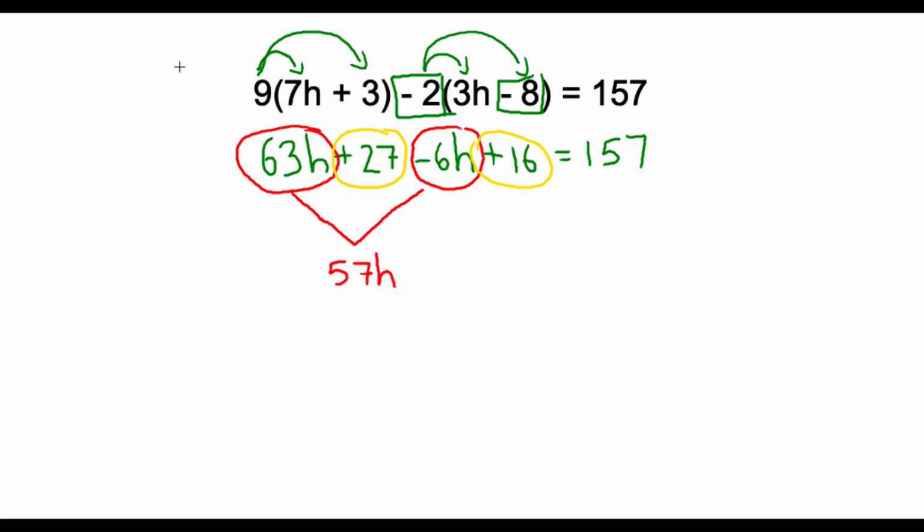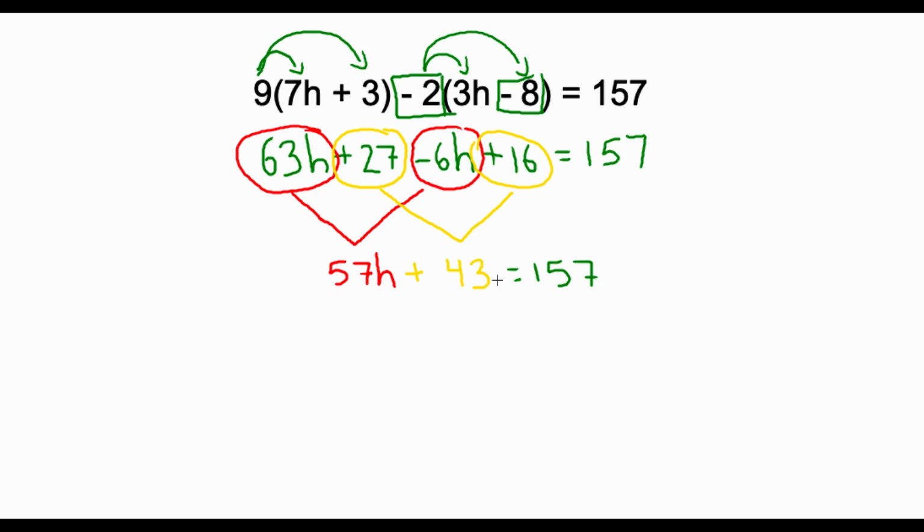All right, and then over here, I'm going to color code that too. 27 plus 16, it's going to give us 43. All right, and because they were both positive, I didn't need to subtract anything. I added them. All right, hopefully this is visible. And then I'm going to bring down the equal sign, 157.